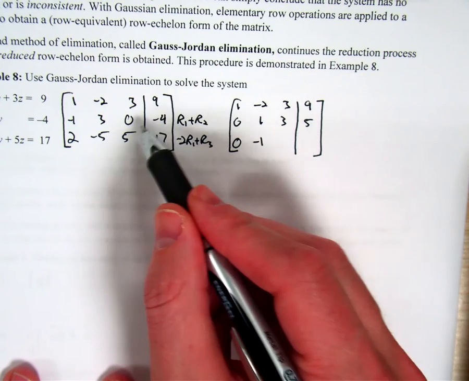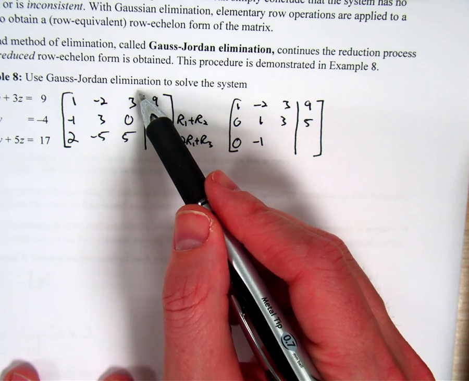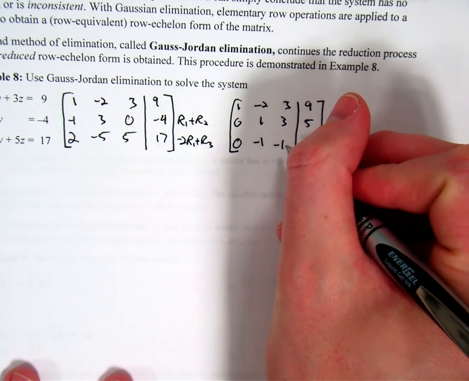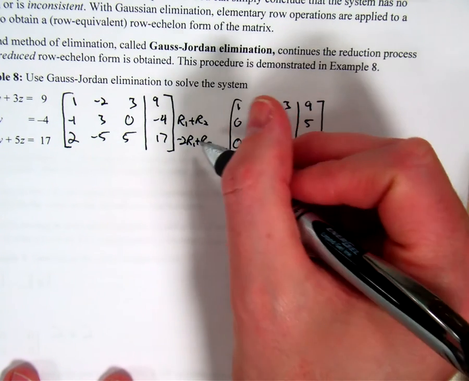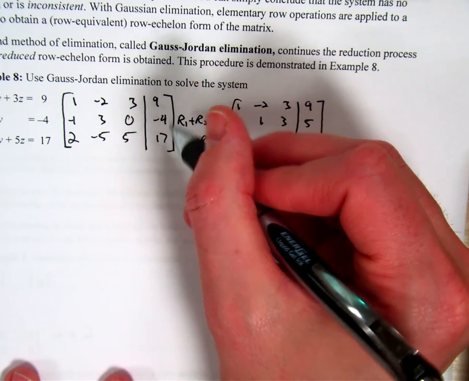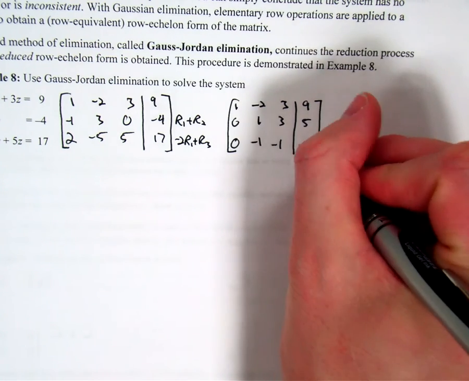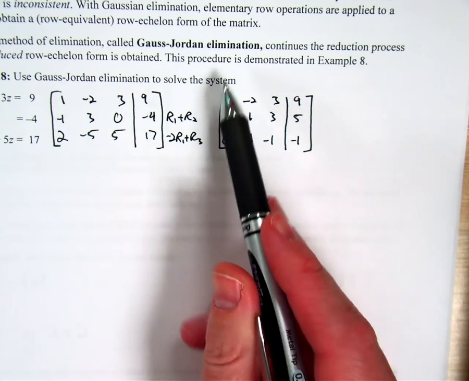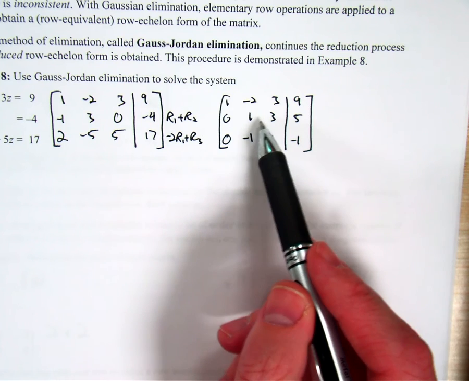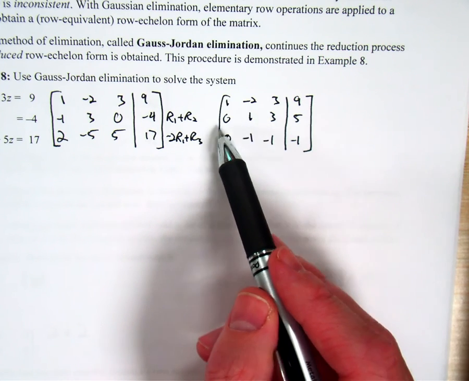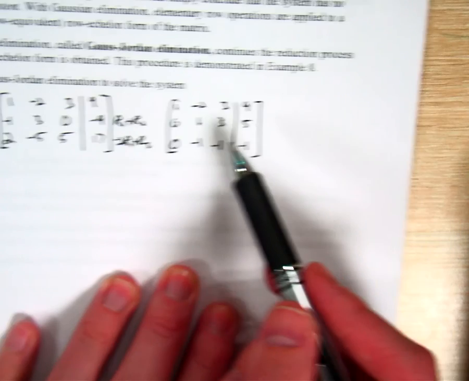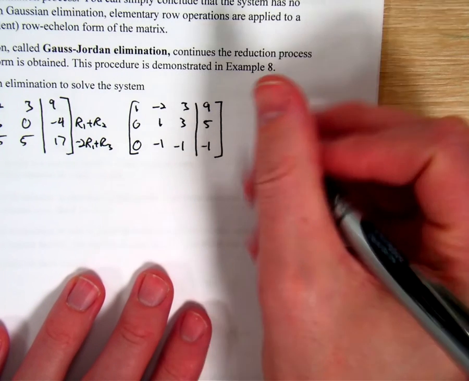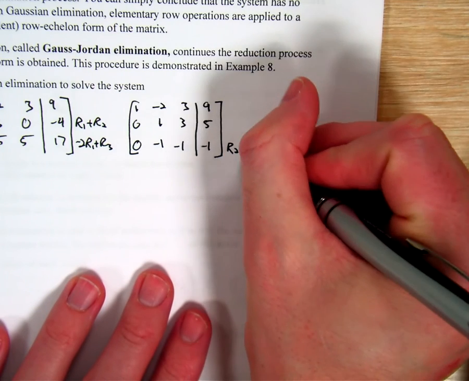Negative 2 times 3 is negative 6. And 5 is negative 1. Negative 2 times 9, we got negative 18, and 17 is also a negative 1. So I have a 1 with all zeros. Bingo. And the next spot in is a leading 1. So now I need to get this spot to be a 0. And it's a 1 and a negative 1, so it's really easy. R2 plus R3.